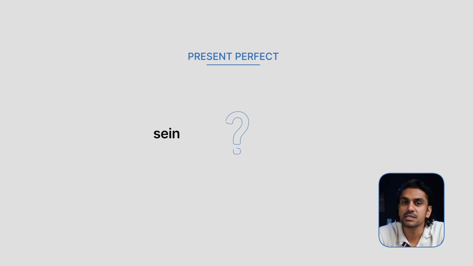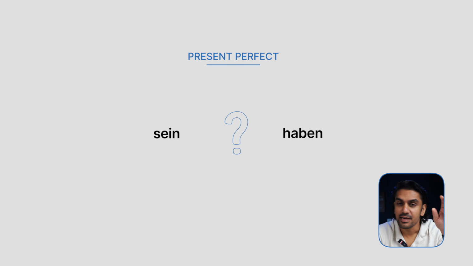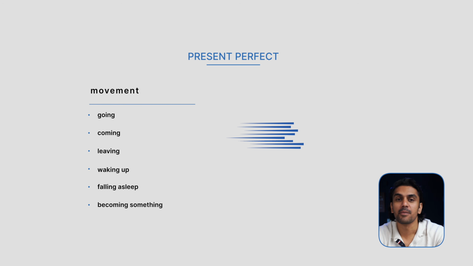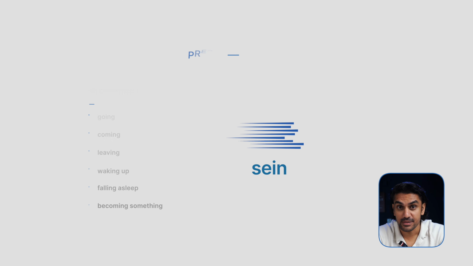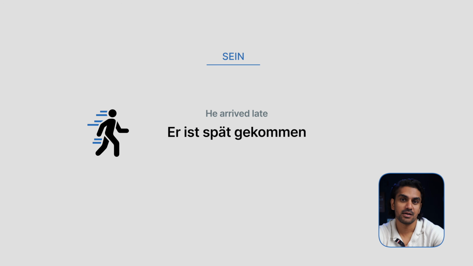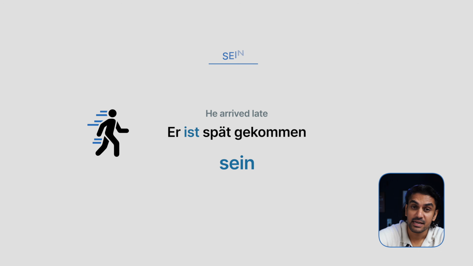So when do you use sein and when do you use haben? Here is a simple rule. If the verb shows movement like going, coming, leaving, or a change of state like waking up, falling asleep, becoming something, you usually use sein. For example, er ist spät gekommen. He arrived late. There is movement. He's arriving somewhere. So we use sein. And the correct form of sein is ist.